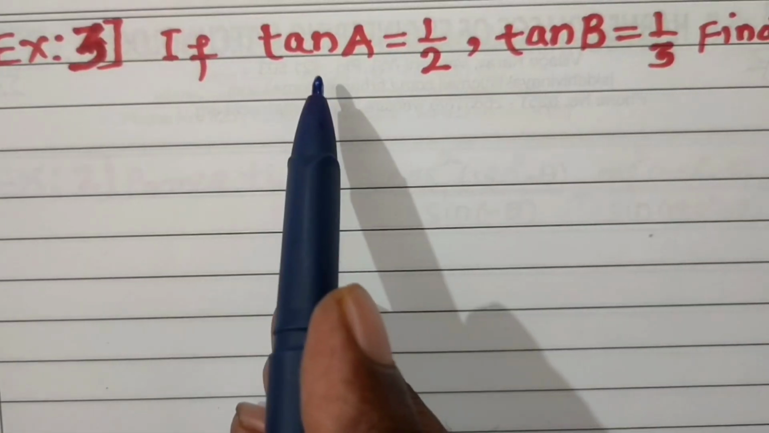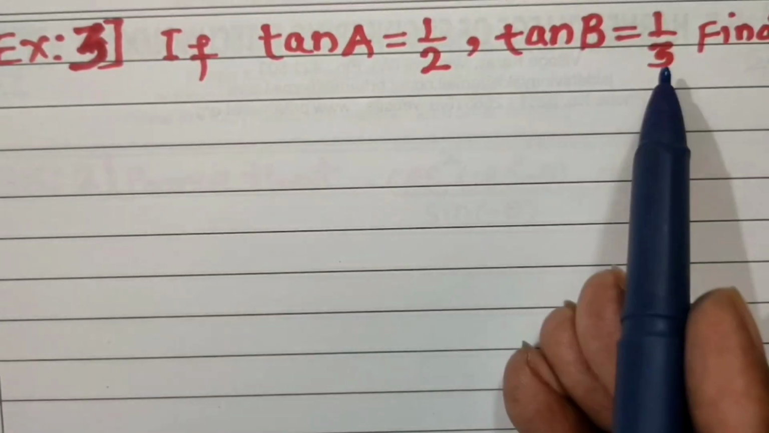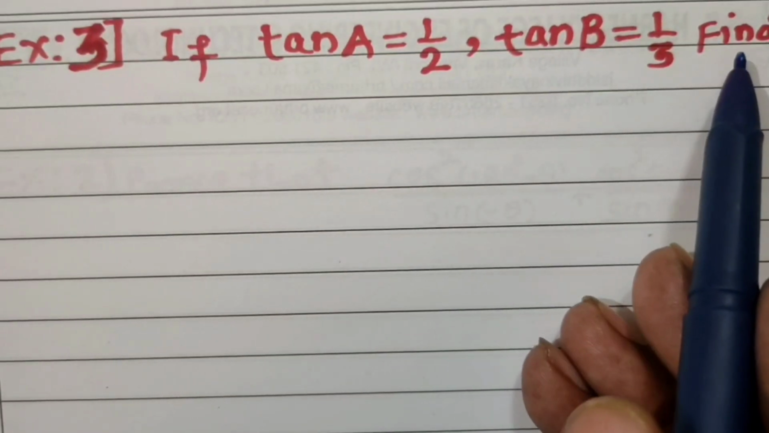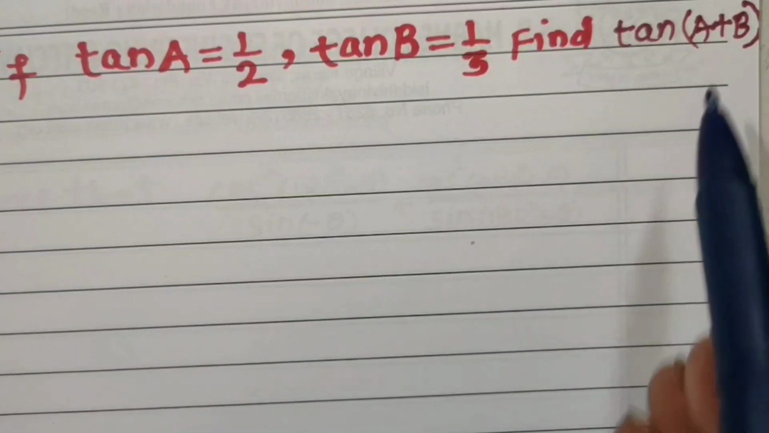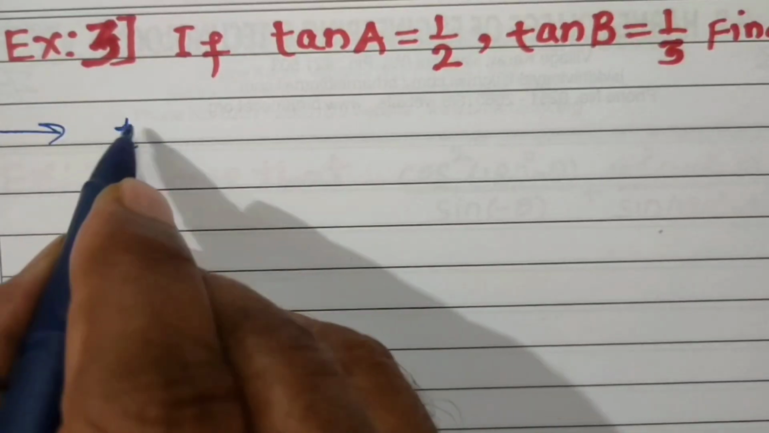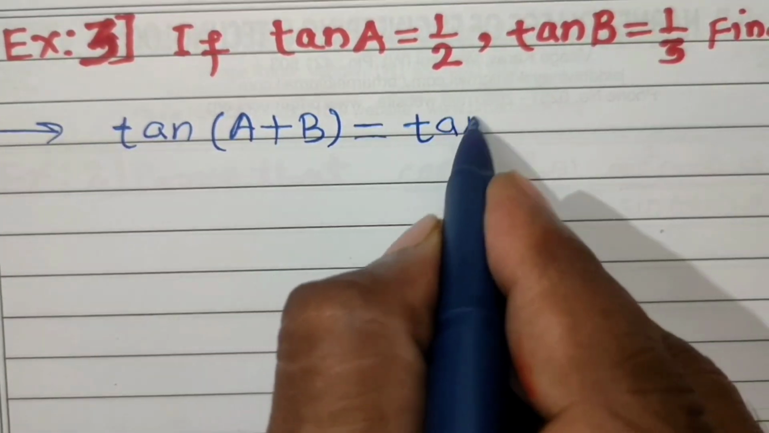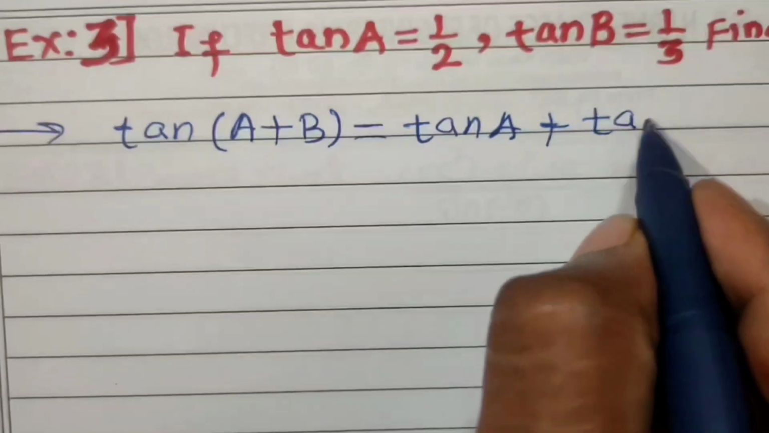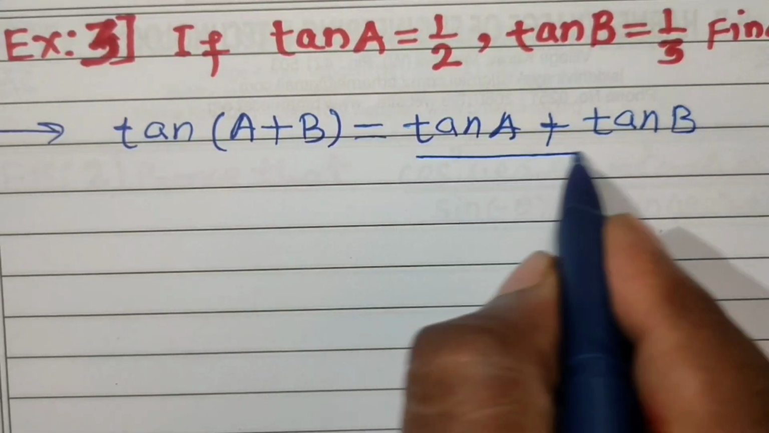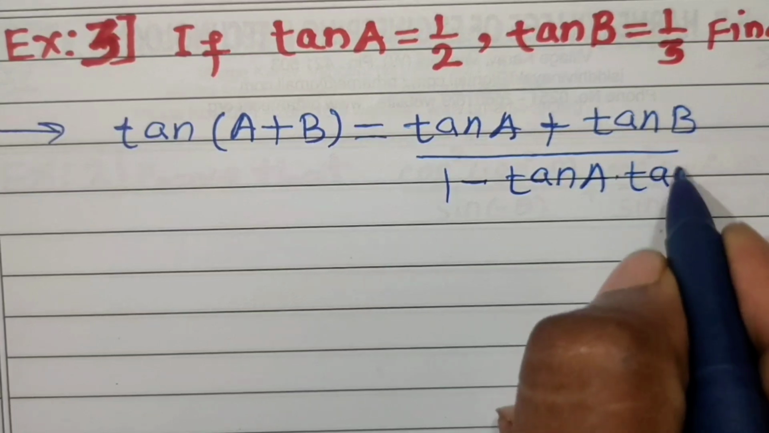If tan A is equal to half, tan B is equal to 1 upon 3, then find tan of A plus B. Let us solve this sum. Since we know tan of A plus B is equal to tan A plus tan B divided by 1 minus tan A into tan B.